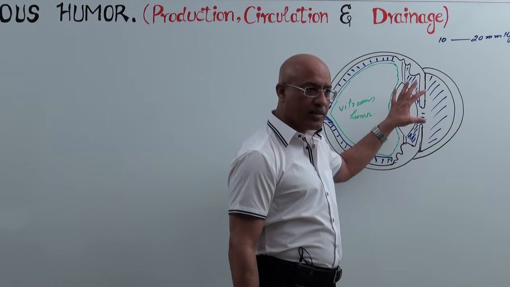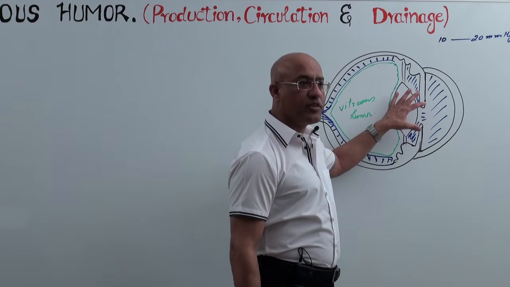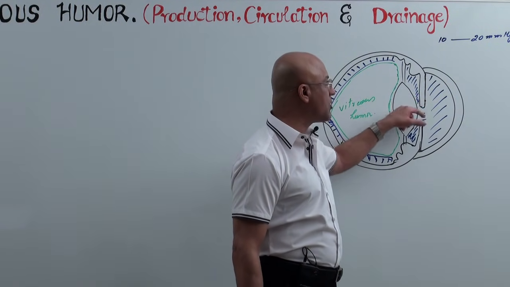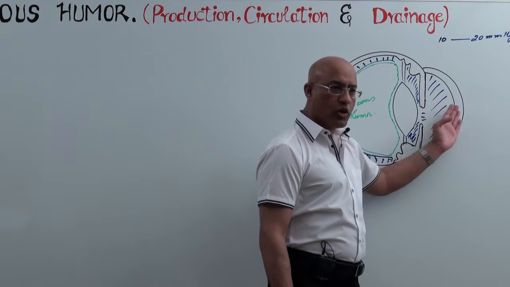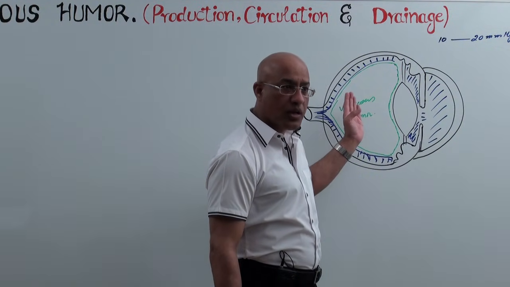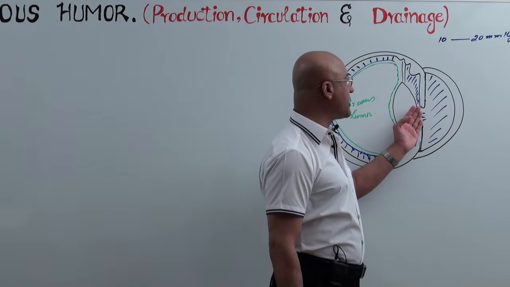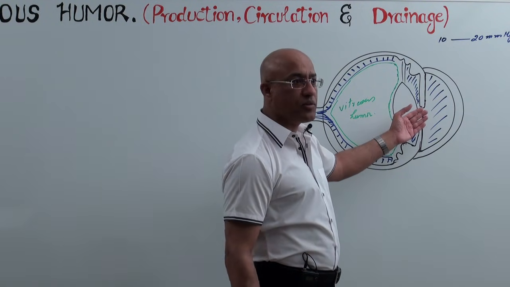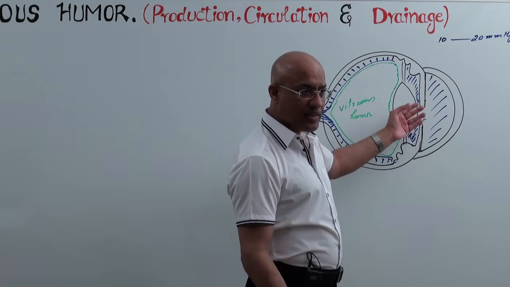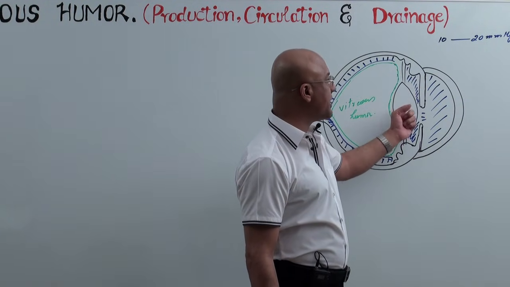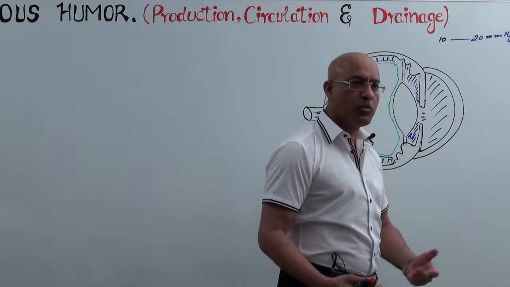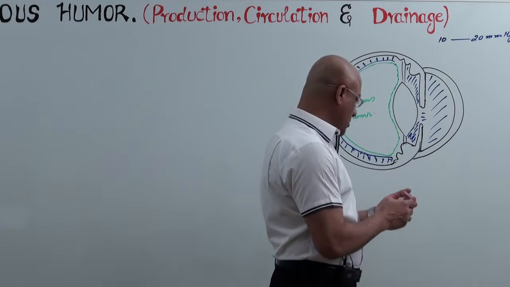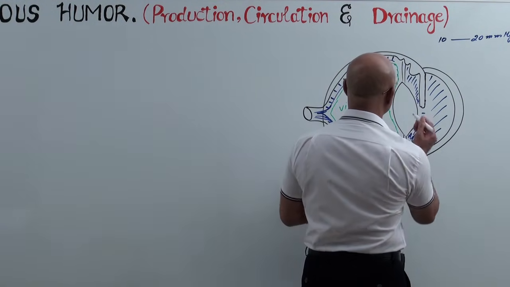And number two, this fluid is a nutritive substance, because you know there's no blood circulation in this area. If blood was falling here, then light cannot pass through. So for keeping the optical clarity, nature has provided a wonderful mechanism: instead of blood, there's only aqueous humor, which is providing the lens and the cornea with their metabolic needs, right?